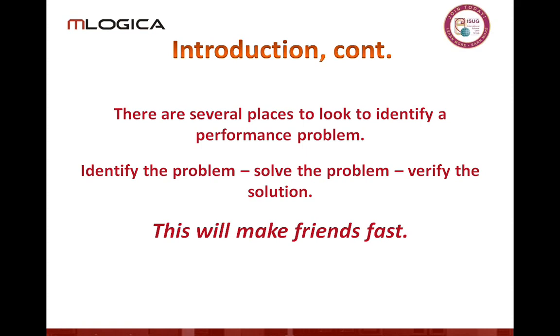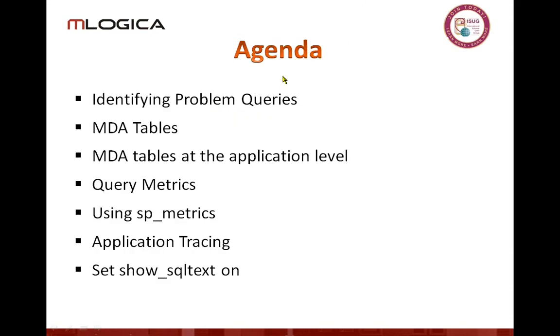There are a lot of different places to look to identify the problems. What we want to do is identify the problem, then solve the problem, then verify the solution. This makes friends fast. Both finding where it is, coming up with a solution, and then validating that you've actually found it. That validation is very important because it can be embarrassing if you say, oh, I've got it figured out, and you put the fix in, and then they still have the same problem again.